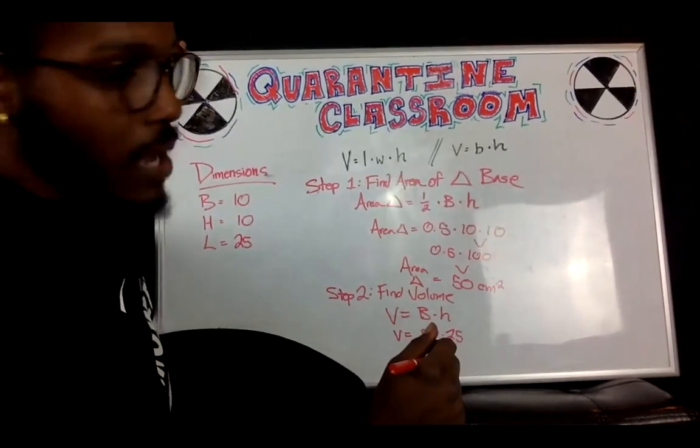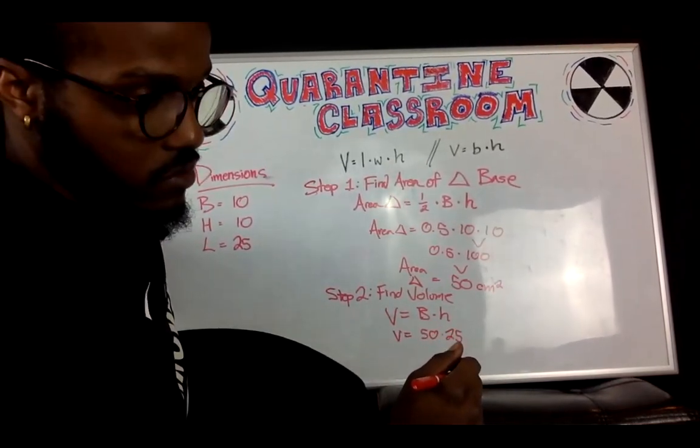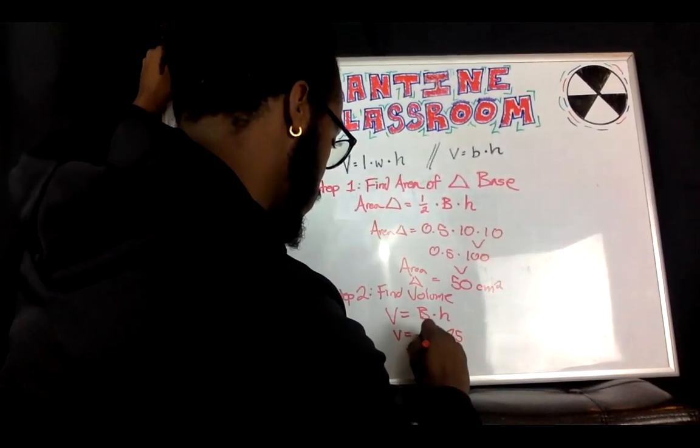Hey Siri, what's 50 times 25? 50 times 25 is 1,250.